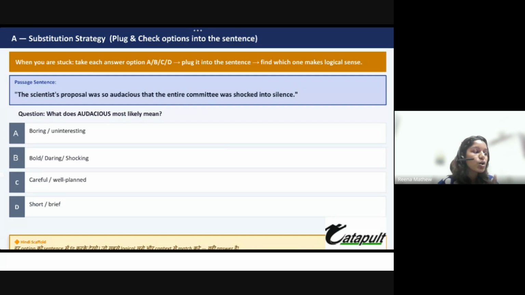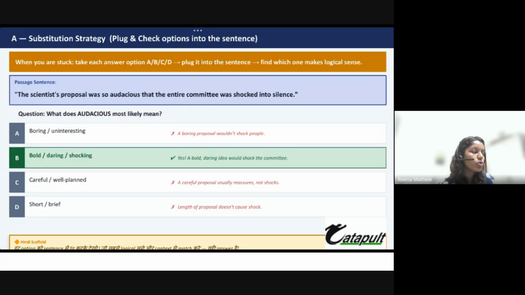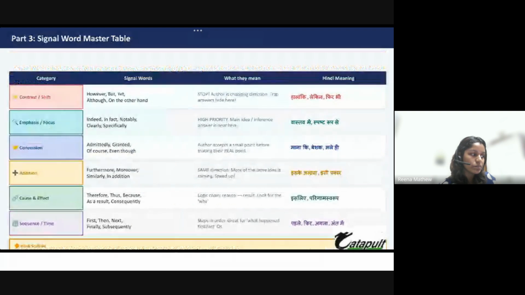Okay. Is it boring? If a class is boring, will you be shocked into silence? No. Okay. If it is careful, will you stay silent? No. If it is short, that is a duration, a time, so that doesn't affect. So very good. The right answer is B. That is bold, daring, or shocking.